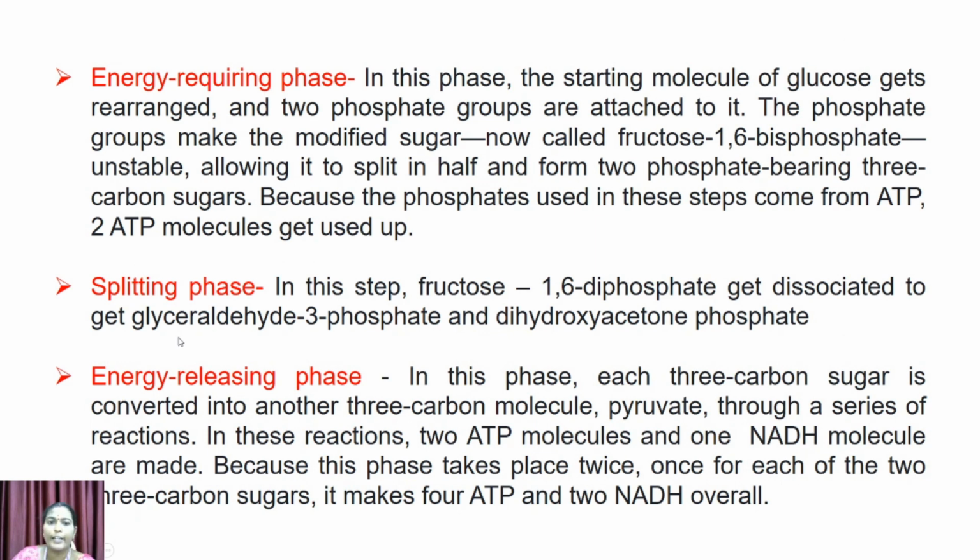Next, I already told you about the 3 phases. First one, the energy requiring phase, then the splitting phase, then the energy releasing phase. The energy requiring phase is the first step: glucose 6-phosphate. Next, the modified sugar, fructose 1,6-bisphosphate. This fructose 1,6-bisphosphate is unstable. In these steps, 2 ATP molecules are used. Next step, splitting phase. In this step, fructose 1,6-bisphosphate is dissociated into glyceraldehyde 3-phosphate and dihydroxyacetone phosphate.